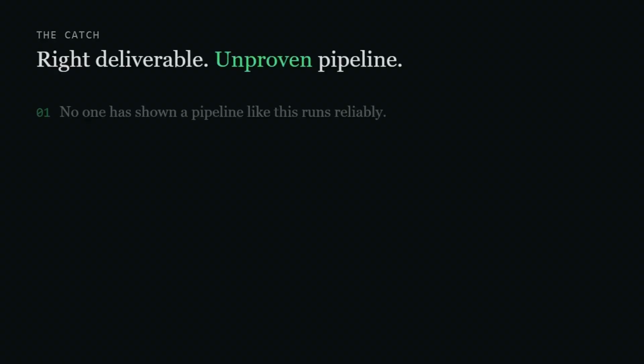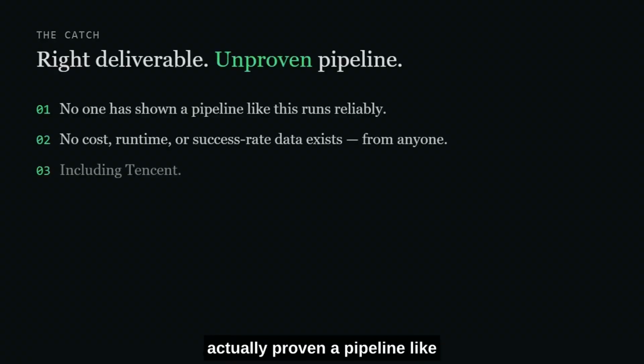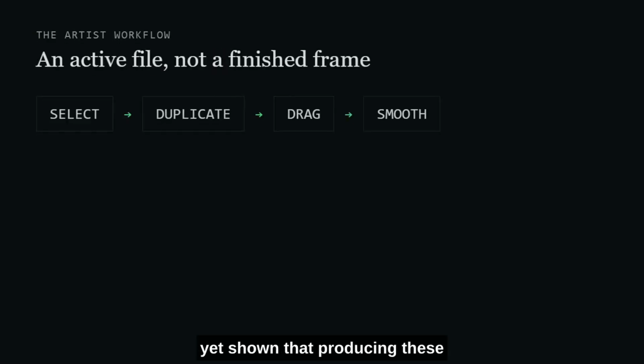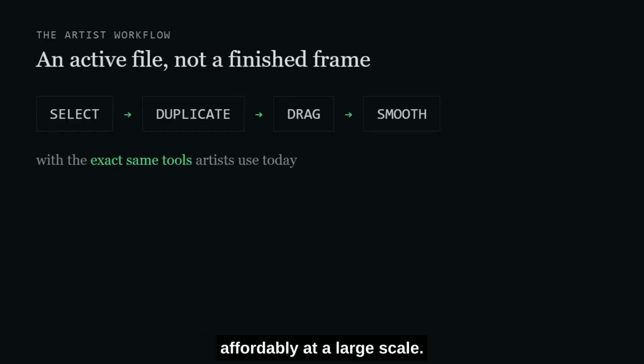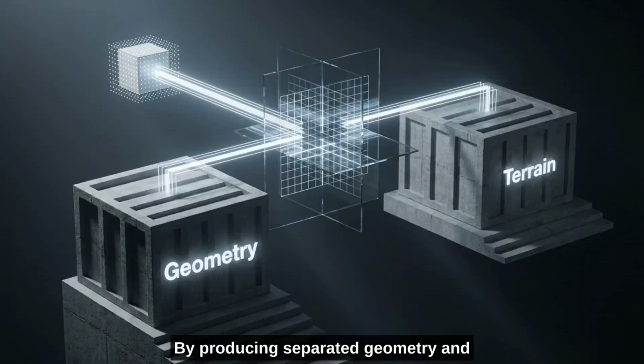The catch is that no one in the industry has actually proven a pipeline like this can run reliably. Even Tencent themselves have not yet shown that producing these explicit environments can be done affordably at a large scale. By producing separated geometry and terrain, the framework provides a template for integrating generative content into existing asset pipelines.